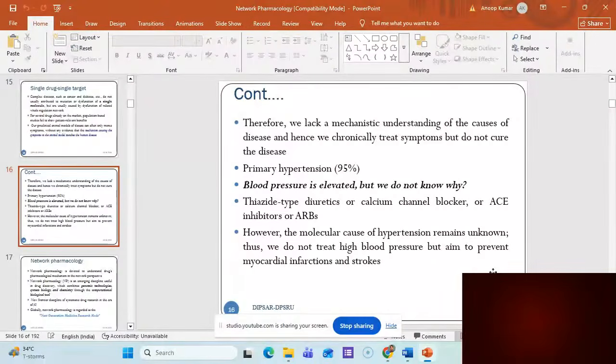Allopathy goes for symptomatic relief. Now, yeah, Subham, you are saying right, but why? Why not for cure? Why not for cure?